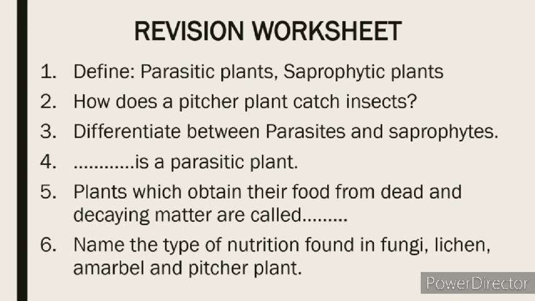Sixth is name the type of nutrition found in fungi, lichen, amarbel and pitcher plant. It is heterotrophic mode of nutrition. So children, solve this worksheet and send it in the WhatsApp group.